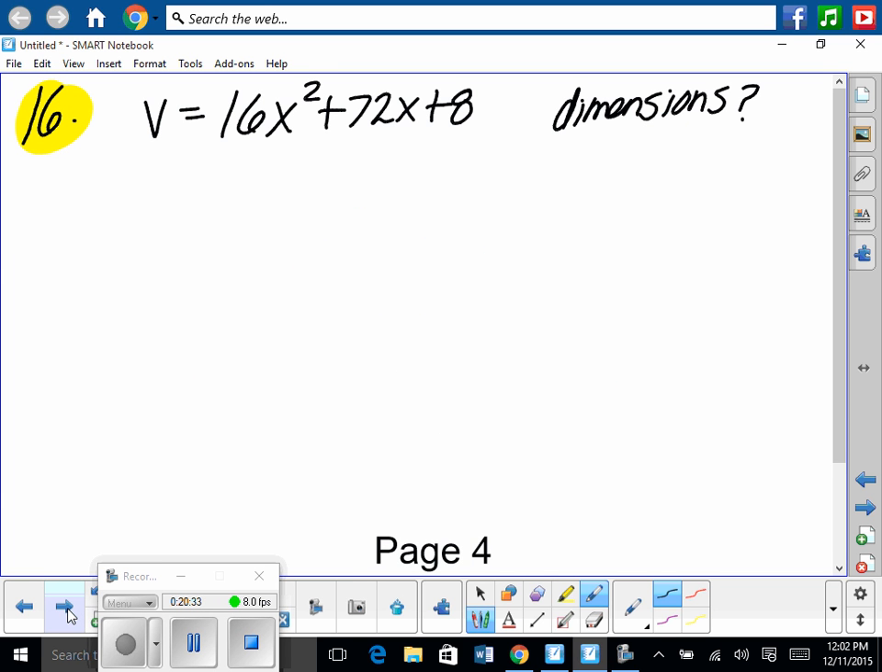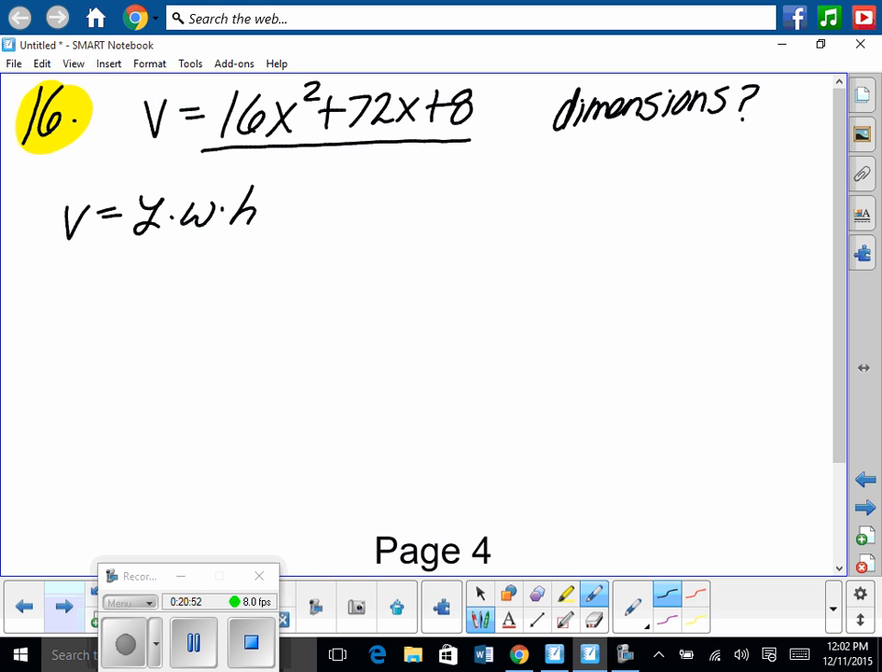Okay, we're given number 16. We're given the volume, and we're asked to find the dimensions, and it's a volume of a rectangular prism. So volume is equal to length times width times height. So once again, we're given this volume. Isn't it if we factor it?